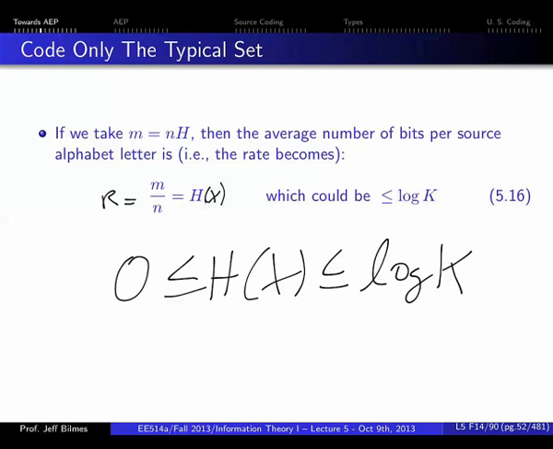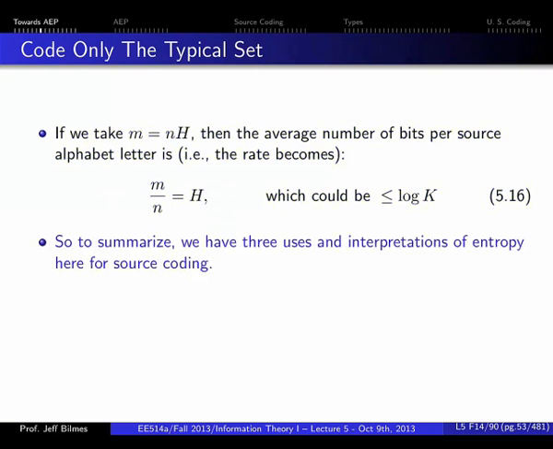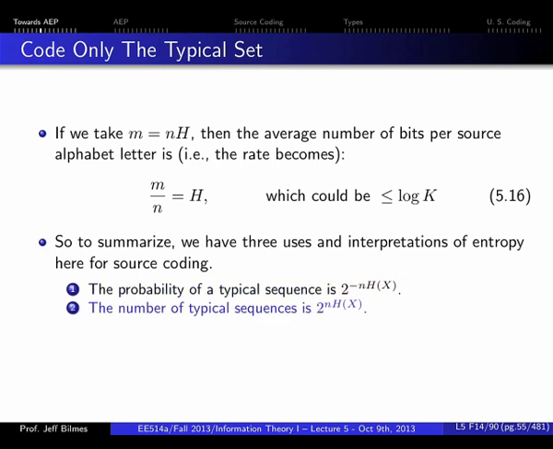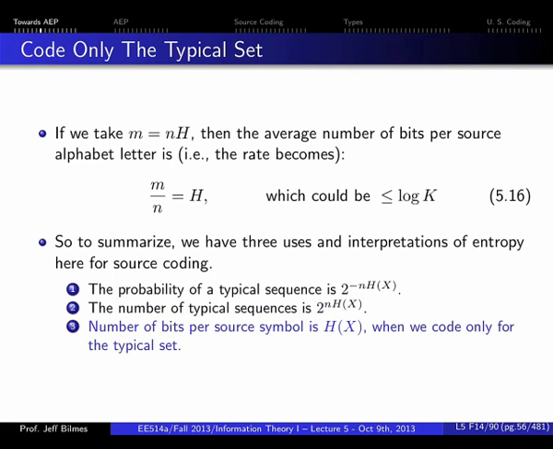Okay, so let's see where this goes. Entropy shows up as the probability of the typical sequence, the number of typical sequences, which is this. And lastly, the number of bits per source symbol used when we compress, when we code only for the typical sets.